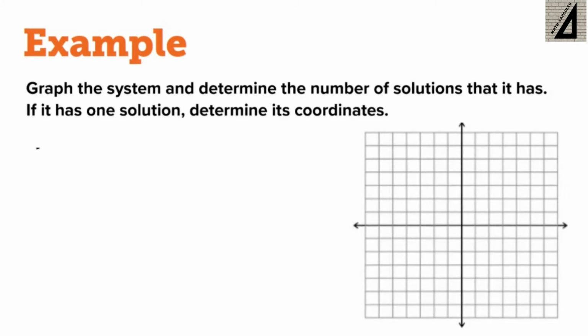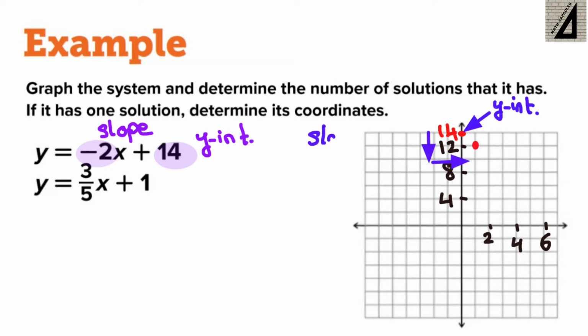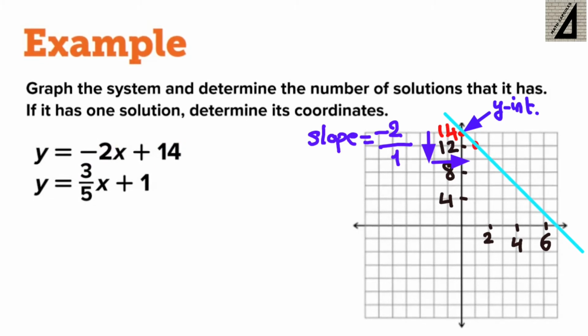An example: graph the system and determine the number of solutions that it has. If it has one solution, determine its coordinates. In order to graph the line of the first equation, y equals -2x plus 14, we start with the y-intercept. Plot the point 14 on the y-axis, then we use the slope that is -2 over 1, so we move down 2 units and 1 to the right, and we plot the other point at (1, 12) and we draw the line. In the same way, we are going to graph the second line, y equals 3 over 5 x plus 1.